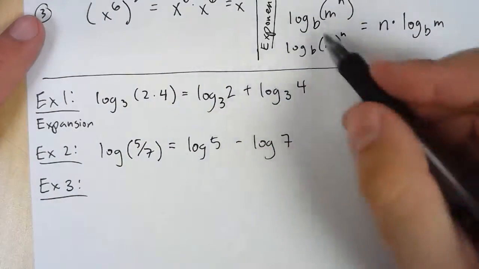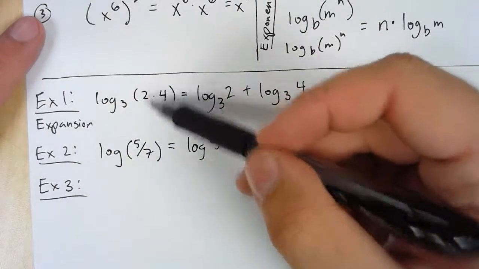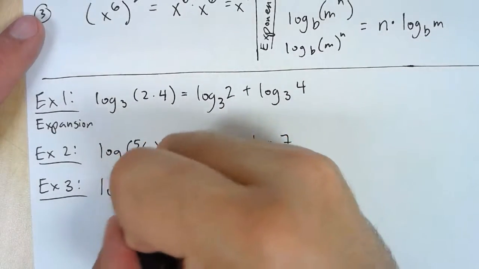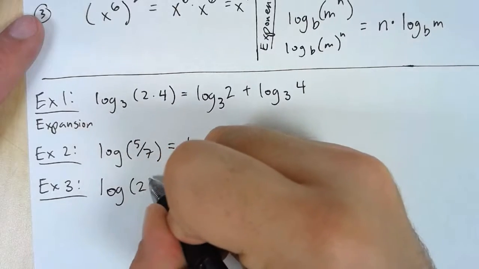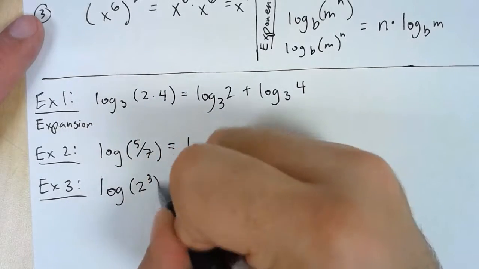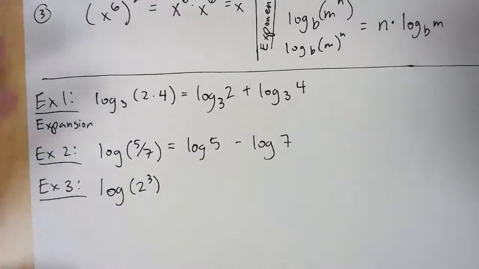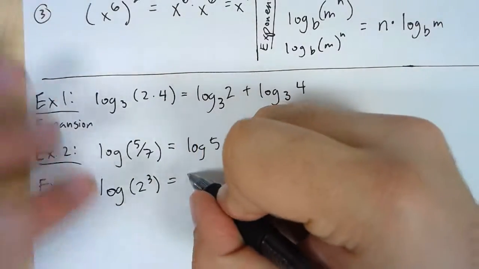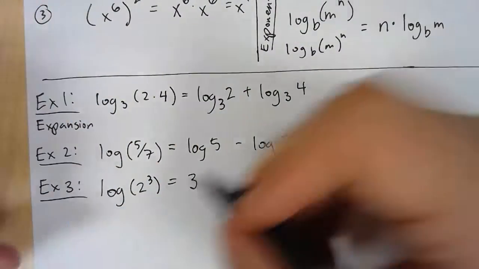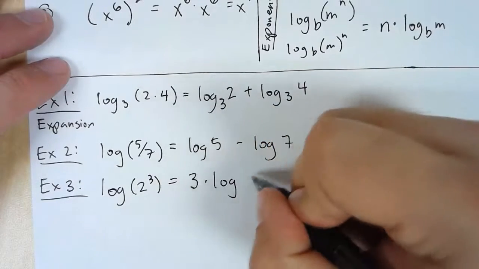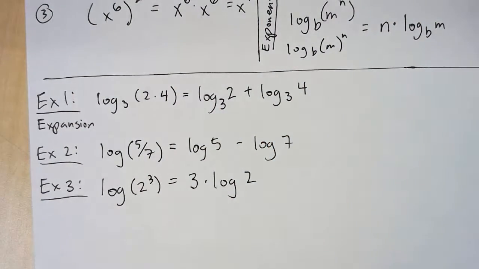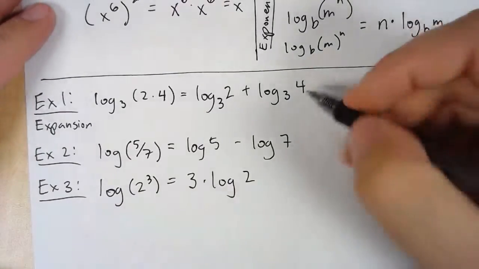Example 3. We're going to do one last one that involves exponents. We've done multiplication, we've done division, so let's do an exponent one. So log base 2 or base 10 of 2 to the third power is going to be 3, put that number in the front, times log of 2. And that's it. That's all you have to do.